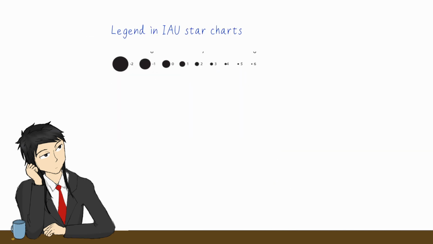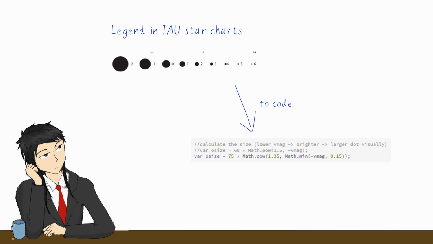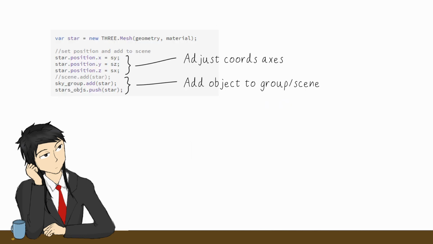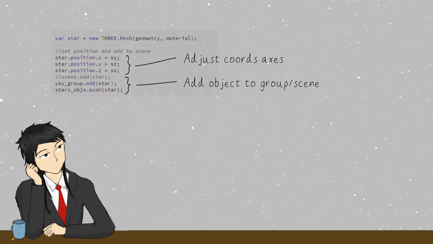The sphere objects for the stars will be scaled by their visual magnitude. The brightness magnitude is measured on a logarithmic scale, and the lower the value, the brighter the star is. Create and add the objects to the scene at the calculated x, y, and z coordinate, and here we go.